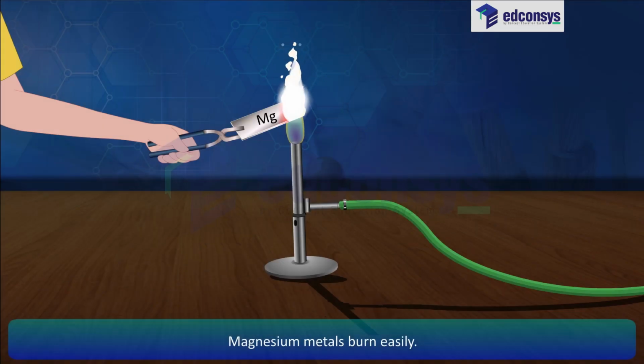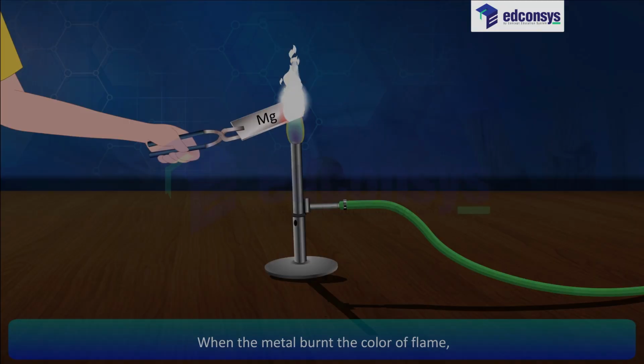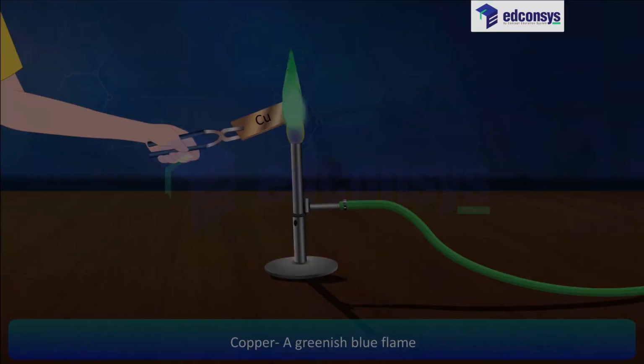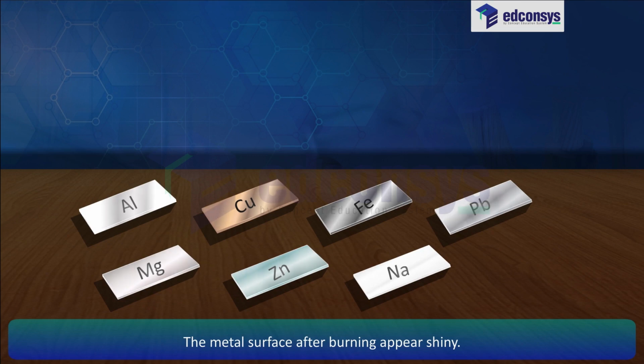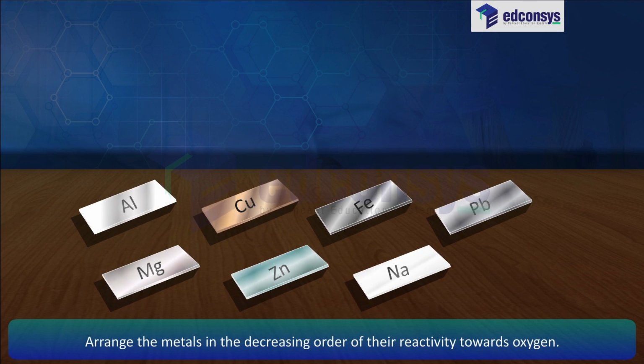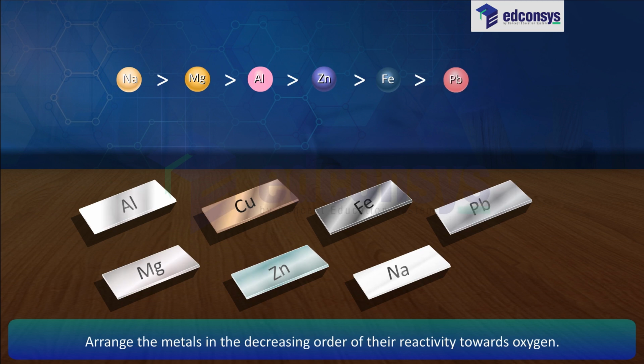Magnesium metal burns easily. When the metal is burnt, the color of flame is: aluminum, white flame; copper, a greenish blue flame; magnesium, a blazing white flame; and sodium, yellow flame. The metal surface after burning appears shiny. Arrange the metals in the decreasing order of their reactivity towards oxygen: Na > Mg > Al > Zn > Fe > Pb > Cu.